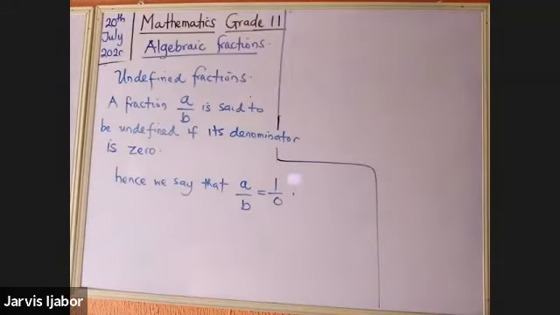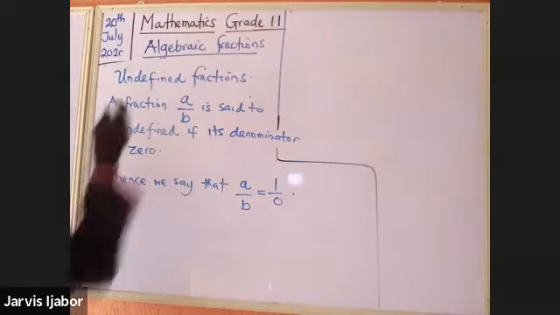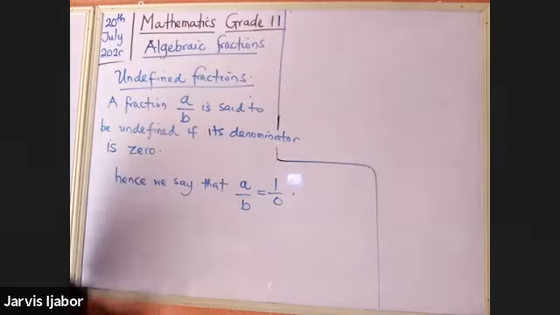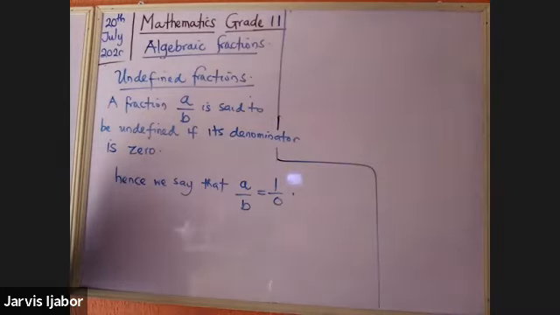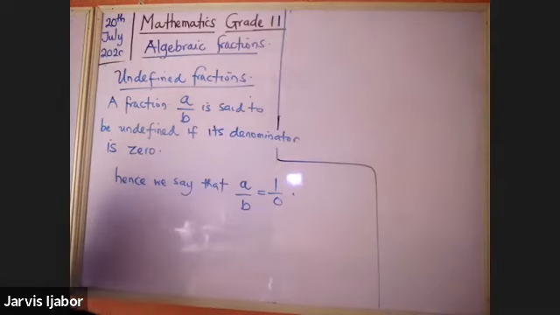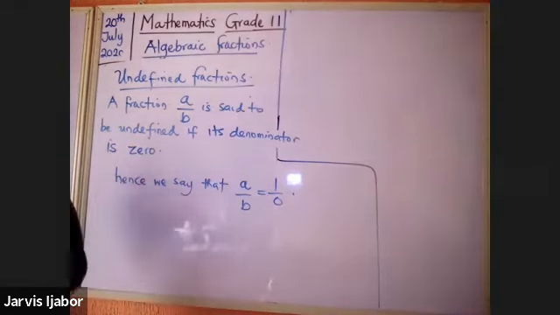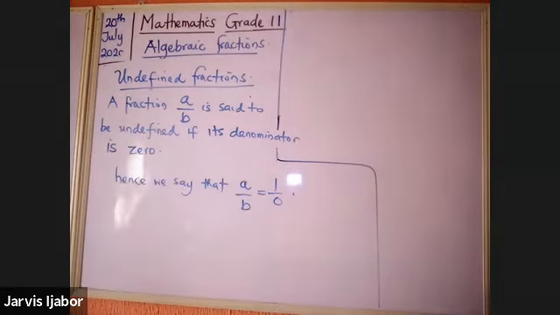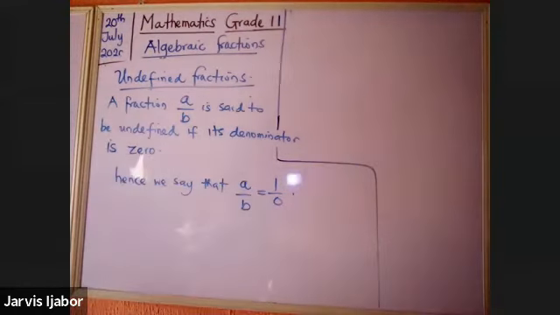So, we're treating undefined fractions. A fraction is said to be undefined if its denominator is 0. So hence, we say that A over B is equal to 1 over 0. So we can actually solve algebraic fractions where the equation is said to be what? Undefined. If we look at our exercise, the exercise 17F, look at exercise 17F.